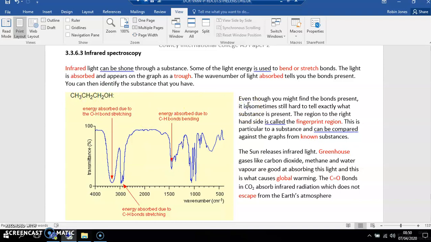Sometimes, however, it's still hard to tell exactly what substance is present. Say, for example, I know now that there's no H there, but I don't know exactly where it is. Is it on carbon number 1, or is it on carbon number 2? I've got its MR from my mass spectrometry. I know that there are 3 carbons, I know how many hydrogens in there, and an oxygen and a hydrogen, but I don't know where this OH is.